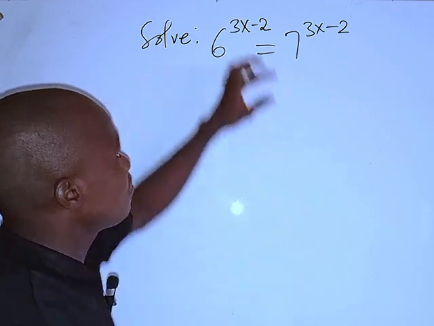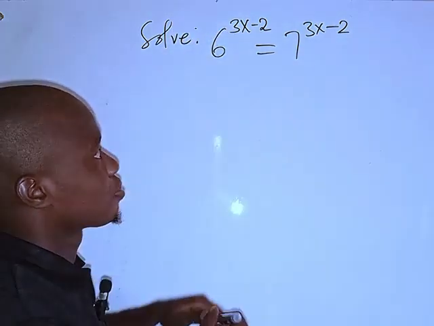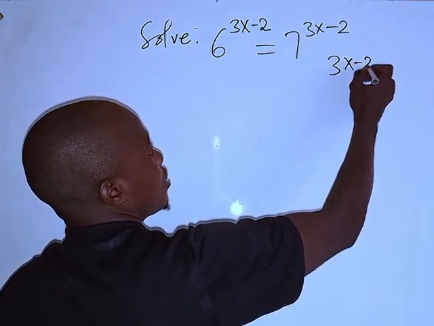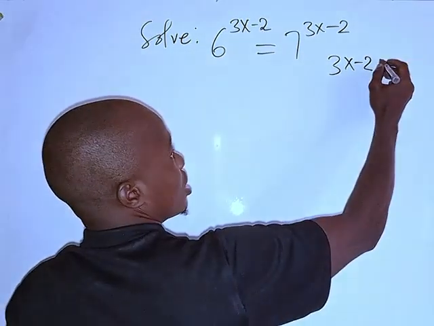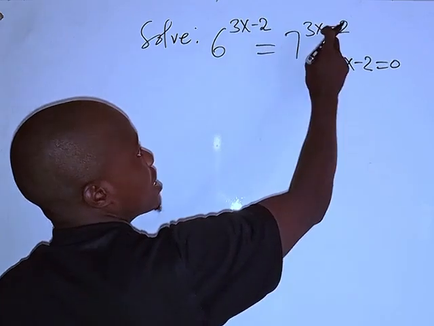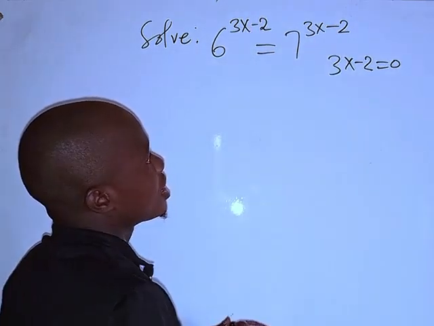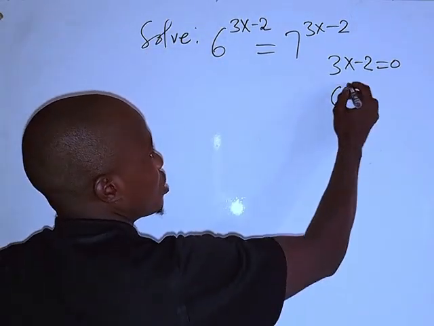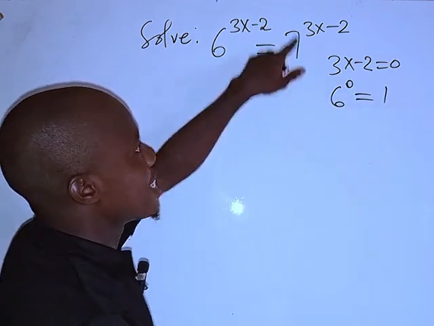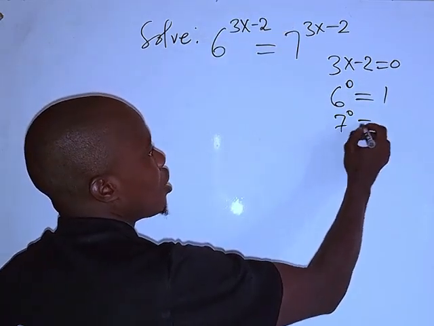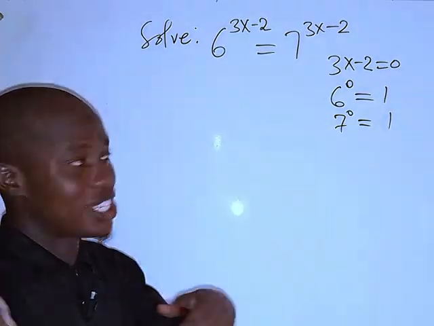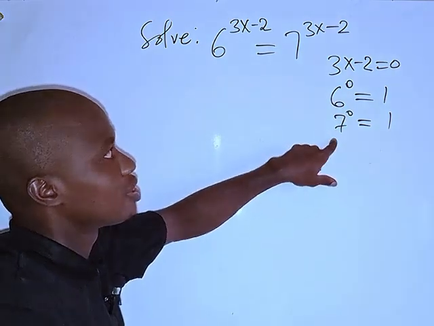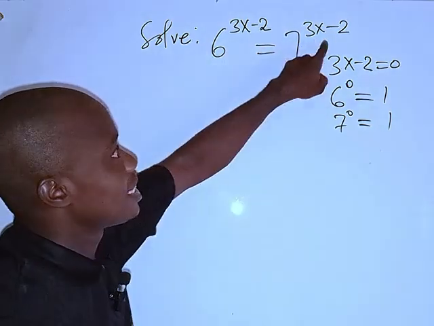Now let's say the power here, 3x minus 2, equals 0, because we have the same power on both sides. You can see that if this is 0, then 6 to the power of 0 will give us 1, and 7 to the power of 0 will also give us 1. So this is when it can happen, right? Because this and this are the same.